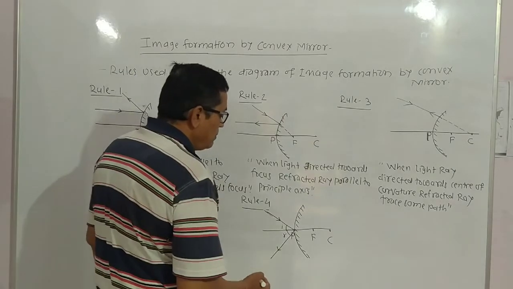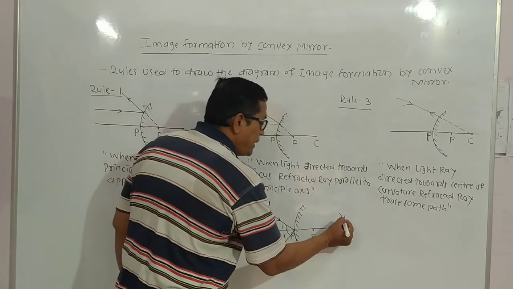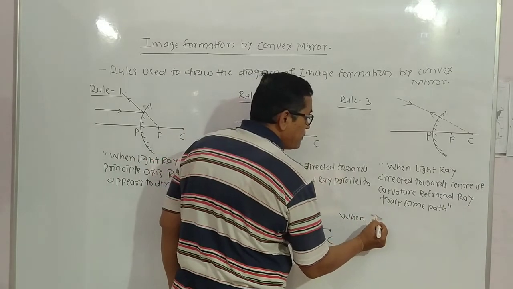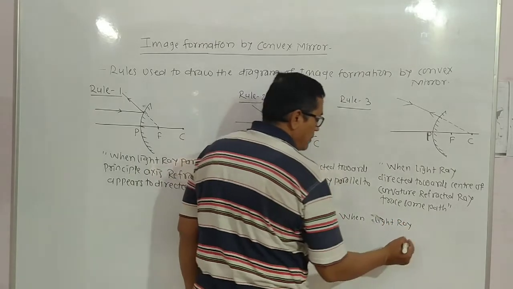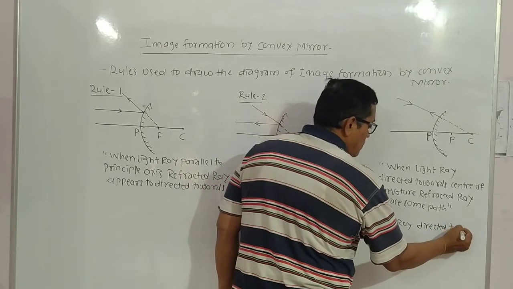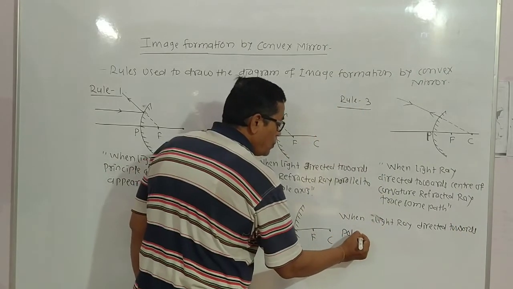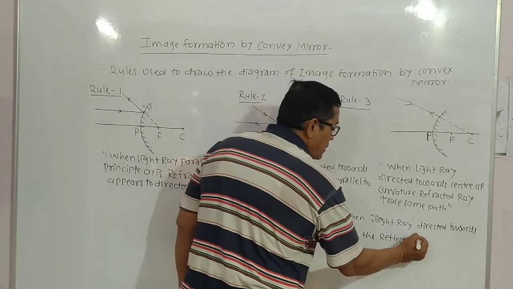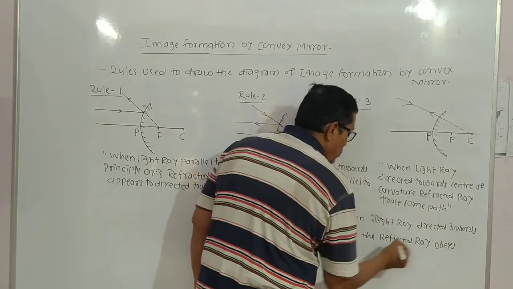Hence, means in this way, when an incident ray or light ray is directed towards the pole, then the reflected ray obeys the laws of reflection.